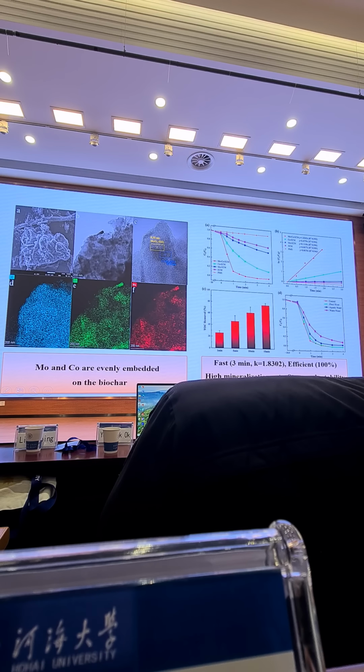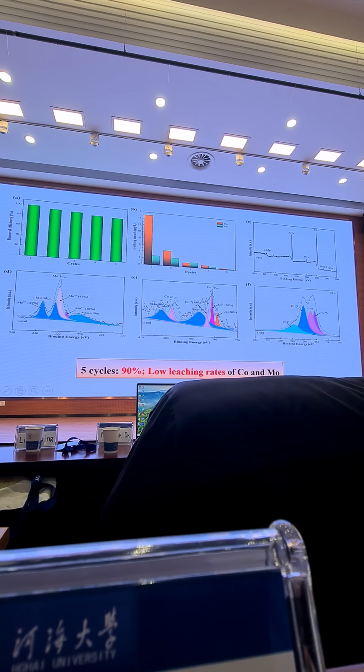And this we can look at, even the distribution on the biochar. In 3 minutes, very fast, they have kinetic constants equal to 1.8, with efficiency about 100%. They have a high mineralization rate and strong adaptability in the various water samples we have done. And through 5 cycles, we removed 90%, and also a low leaching rate.